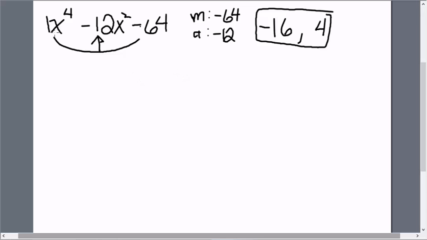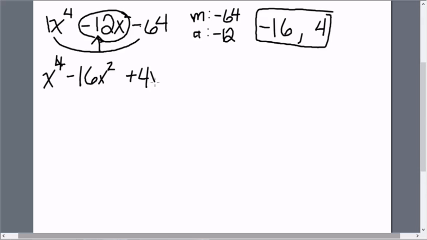Now we're going to do the same thing as last time. The 1x to the fourth, or just x to the fourth, is going to come on down. We're going to put our negative 16, our positive 4 in the middle to replace this guy. Now, since this guy is x squared, we're going to put an x squared with them. That's going to be really important for when we're grouping. And the negative 64 comes down.